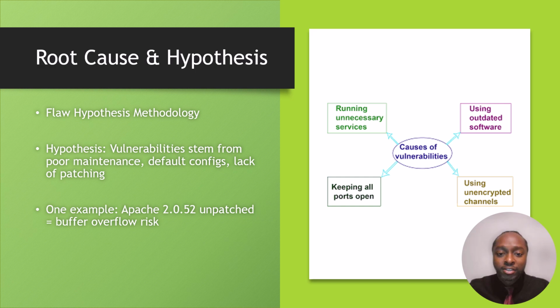Using the flaw hypothesis methodology, these vulnerabilities exist due to no system patching, default configurations left unchanged, and poor web app coding practices. For example, Apache 2.0.52 is known to be vulnerable to buffer overflow and denial of service attacks. This version hasn't been supported in a while. It's showing here because it's an intentionally vulnerable lab setup, but in a real-world scenario, it would be considered a serious red flag.